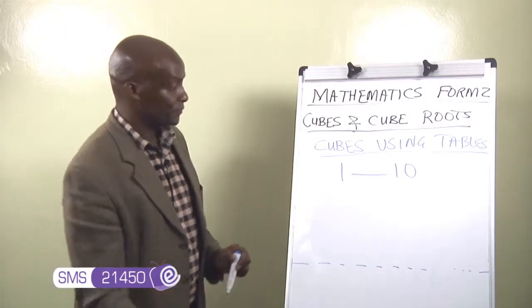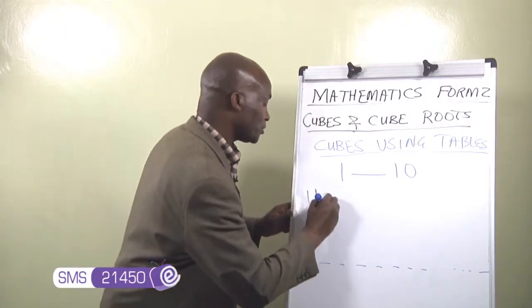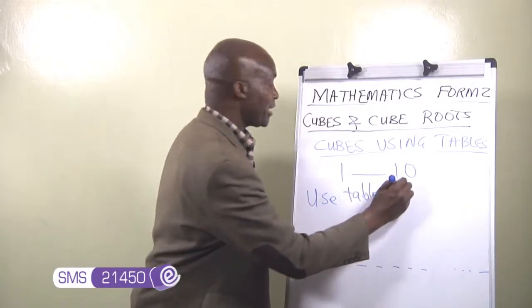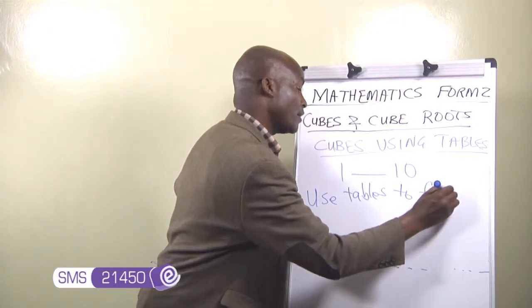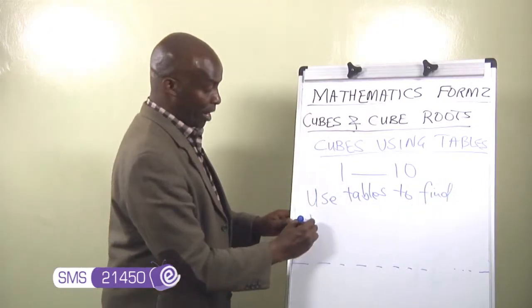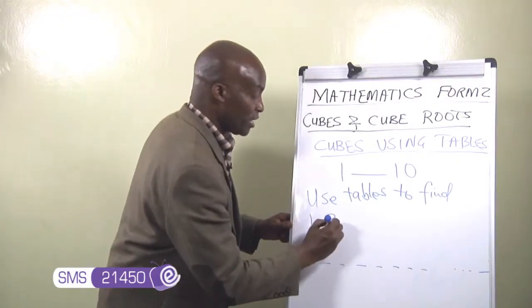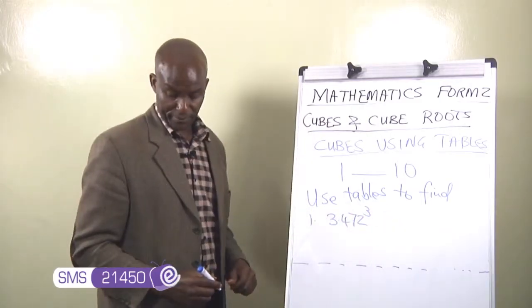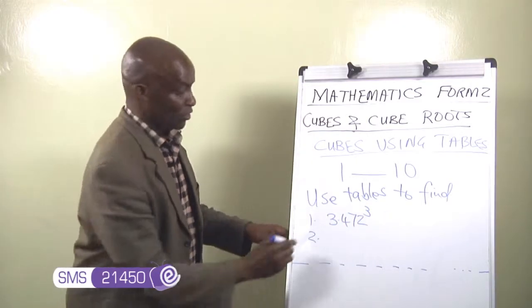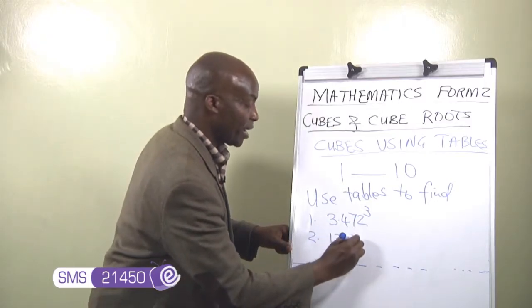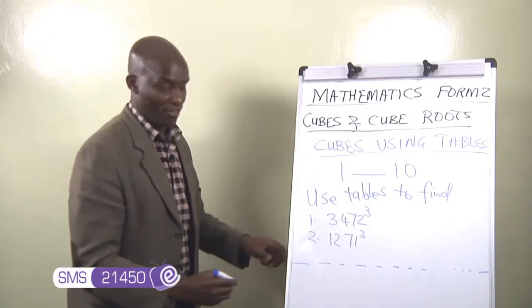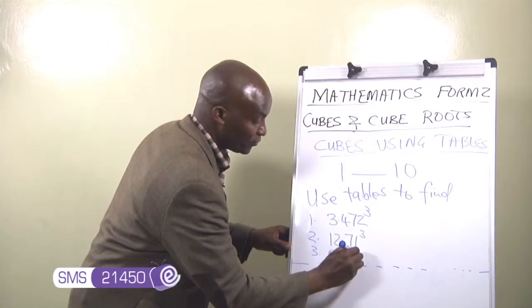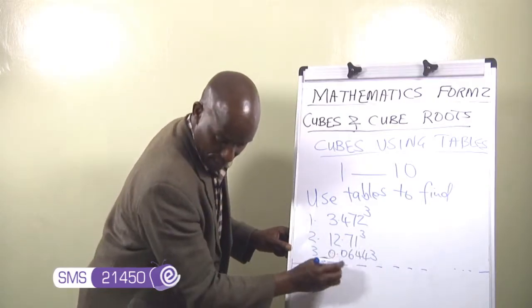So, for example, you are told use tables to find number 1, 3.472 cubed. Number 2, 12.71 cubed. And thirdly, 0.06443 cubed.